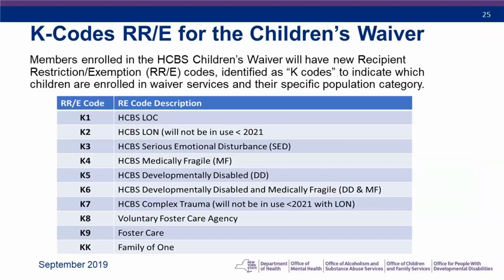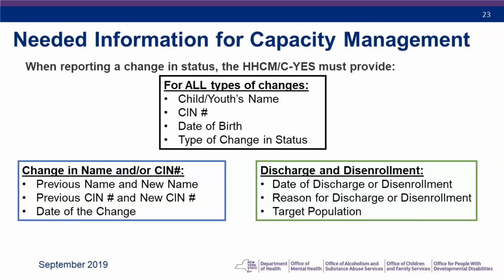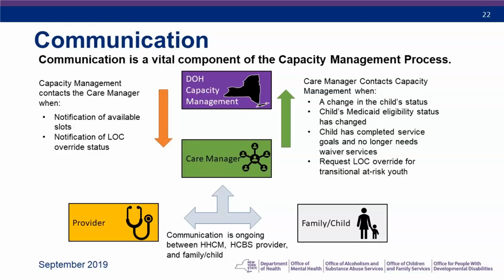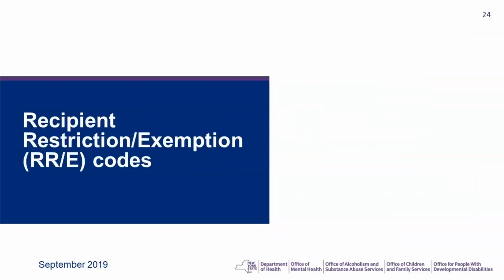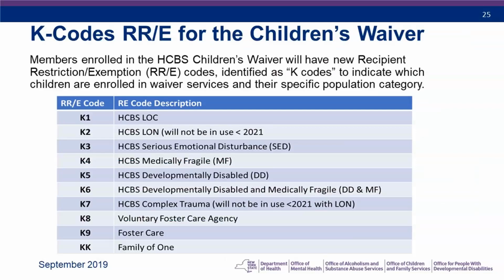Now, I'm going to go back for a minute to this wonderful diagram that had the provider. You might have been scratching your head saying, why does the provider need to know I have a slot? Well, we have these new things for the children's waiver called RE codes, the recipient restriction exemption codes. We created new RE codes for the children's waiver. They're called the K codes, and this is the list of K codes.